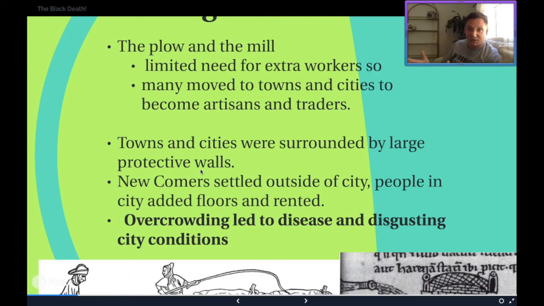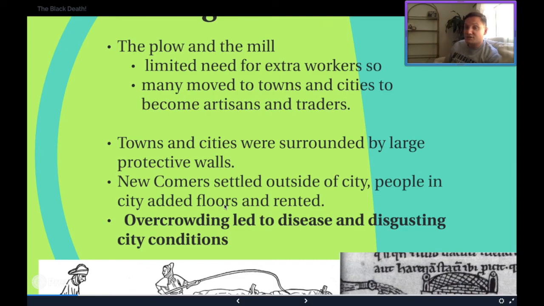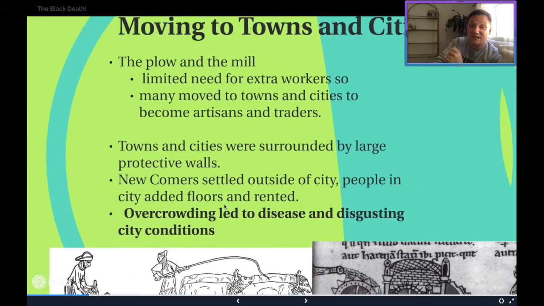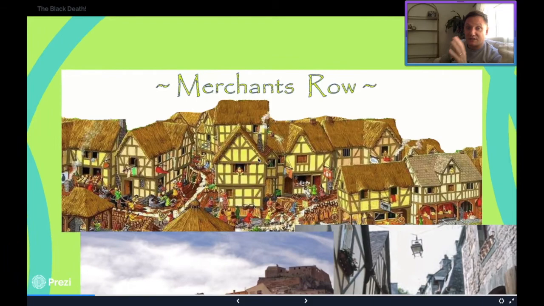So what's going to happen is you're going to see people moving to towns and cities because they have lost their job, right? They don't have a job anymore because the plow and the mill have made them obsolete. They're going to move to towns and cities, which were surrounded by very, very large walls. Once the cities got packed out, they started building new floors onto the town, like homes and things like that. They would rent these out. Newcomers would sometimes settle outside. Some people rented.